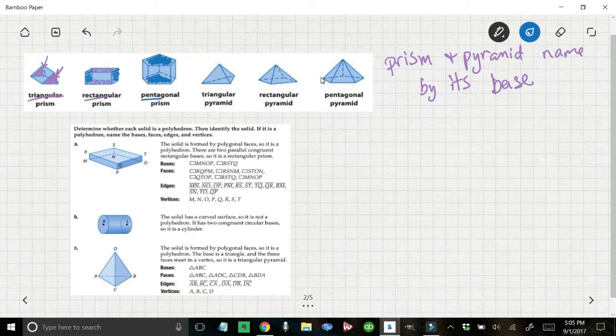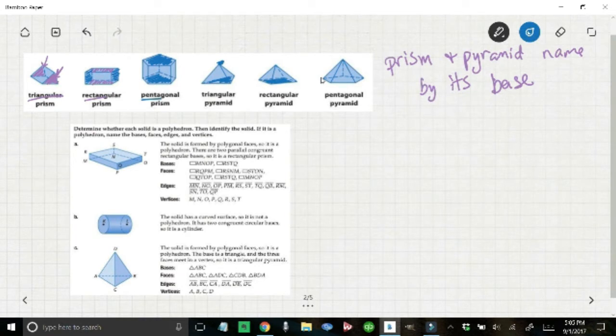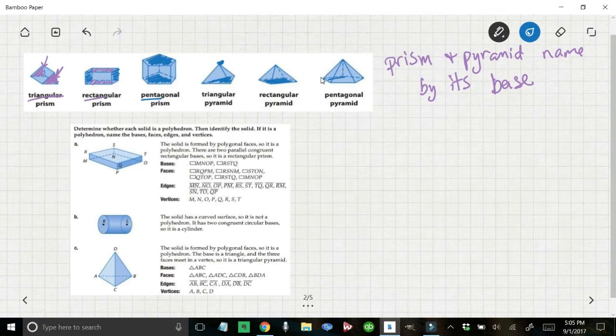We would just name it by whatever the base is. In a triangular pyramid, the base is a triangle, and all the other faces are triangles too, and they all meet up here at the singular point. A rectangular pyramid, or you could even have a square pyramid if that rectangle was a perfect square, the base is a square. Pentagonal pyramid, that base is a pentagon, or you could have a decagonal pyramid or an octagonal pyramid, all sorts of different types.